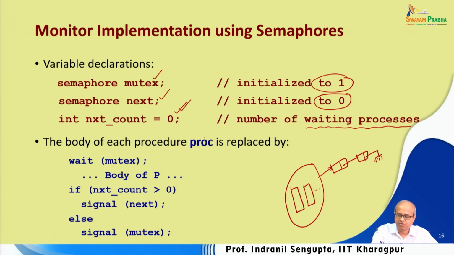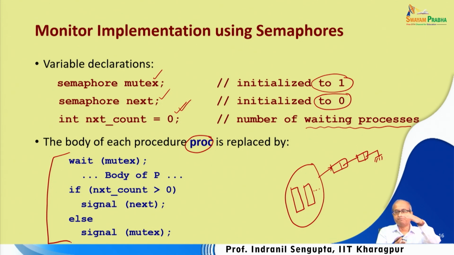Let us consider any one procedure, let us call its name proc. Now, the procedures are written in a special way. This is the structure of one procedure. So, for all the procedures we will be doing the same thing. So, what we are doing?